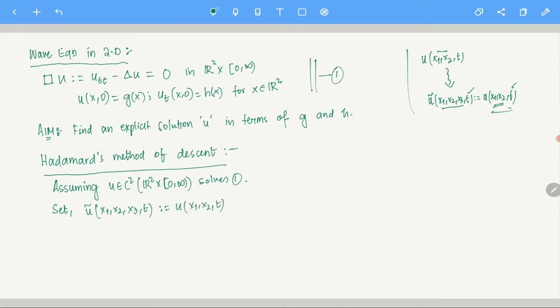Okay, what am I doing? Again, let me explain to you. See, I am assuming that there is a solution of 1. If there is a solution of 1, it will look like this, u of x1, x2, t. So this is some particular number. For a fixed x1, x2, t, there is a fixed number.